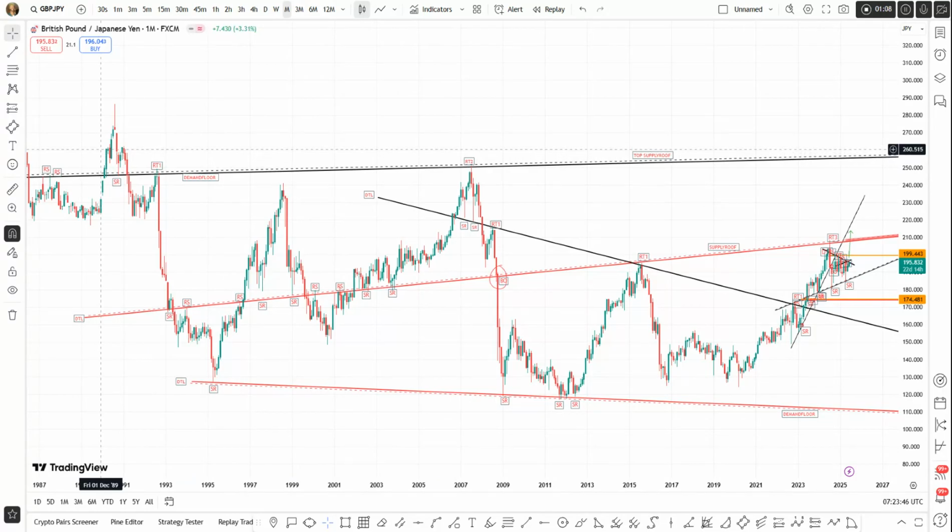This is head and shoulder. This is the left shoulder. This is the head and this is the right shoulder. This is the neckline. Retest 1, retest 2. So this is price action over 20 years ago.